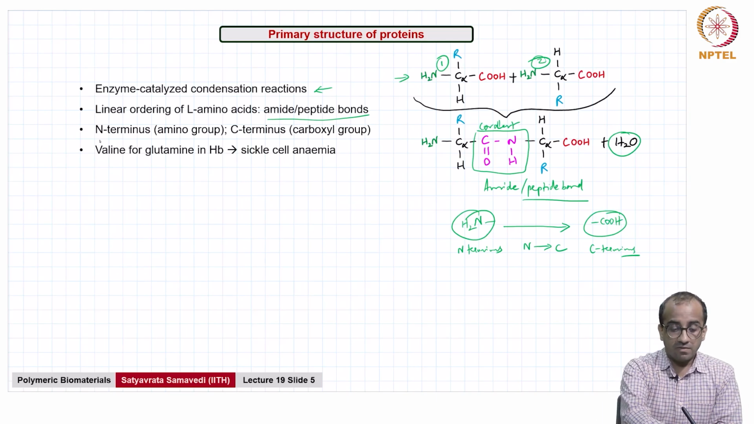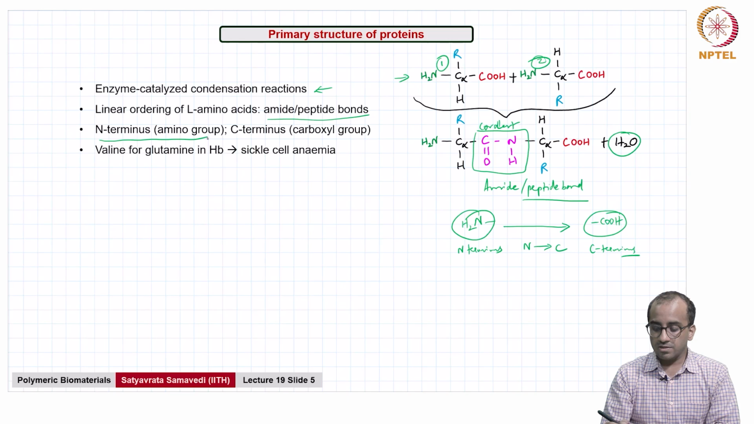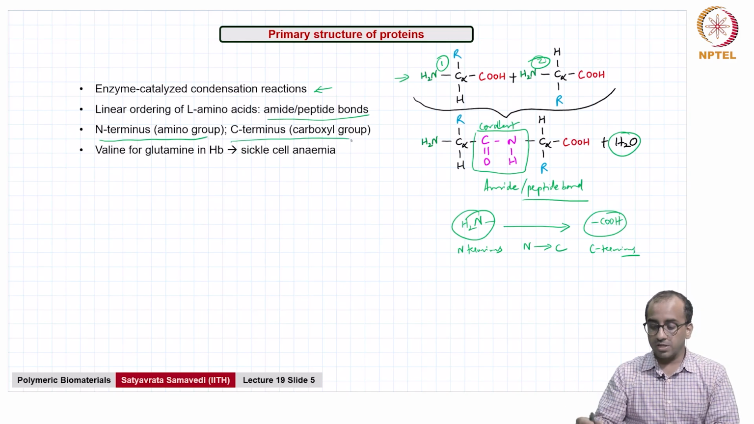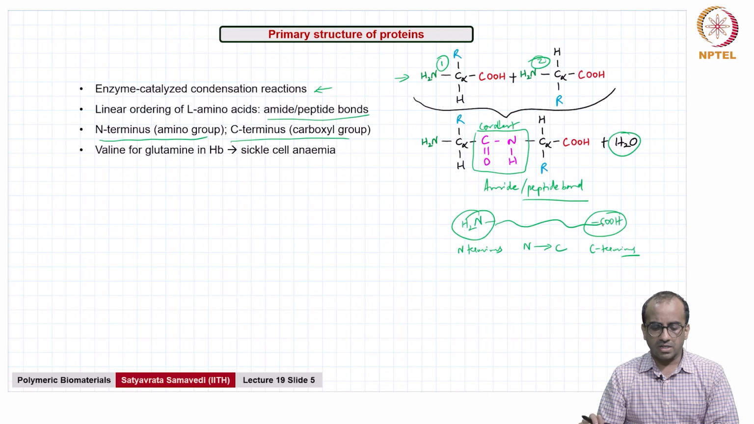So, that is what we are saying here. There is the N terminus where the free amine group is there. There is the C terminus on the other end of the chain. So, you have to imagine that the chain, polypeptide chain, goes all the way from one side to the other, and you have the carboxylic group on the other side.